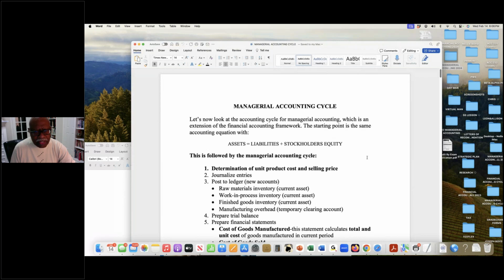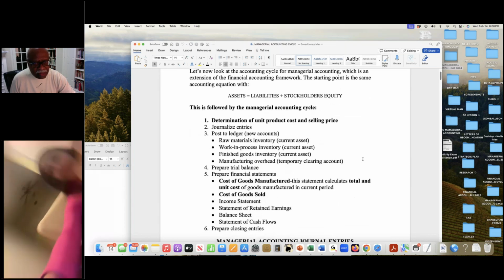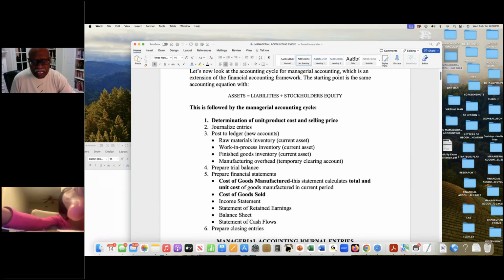In looking at the managerial accounting cycle, everything starts with that same equation: assets equal liabilities plus stockholders' equity. In the managerial accounting cycle, the first thing we have to do is determine the unit product cost and selling price. We're going to spend a week on that, because if this is wrong, then a lot of other things are going to be wrong.